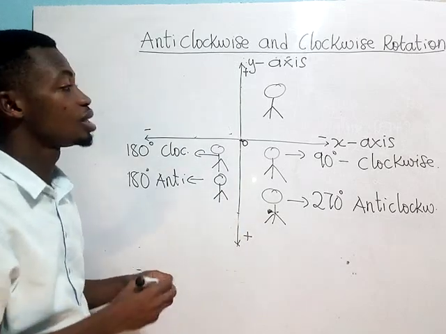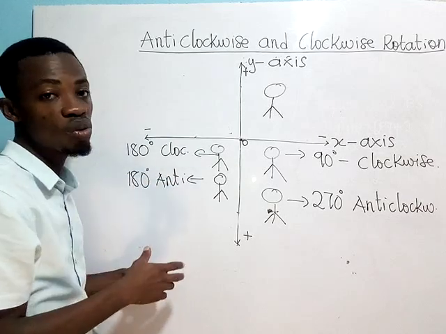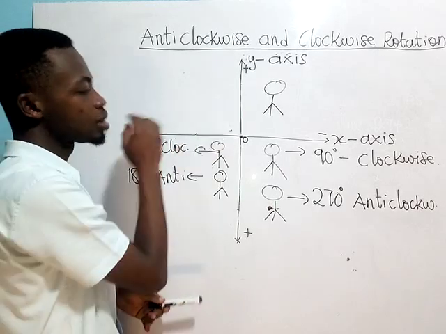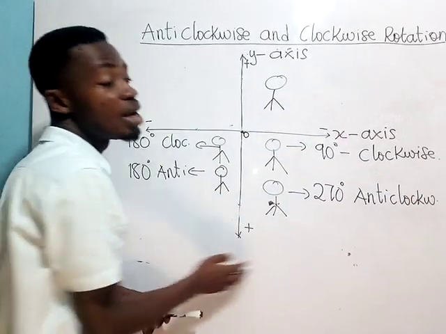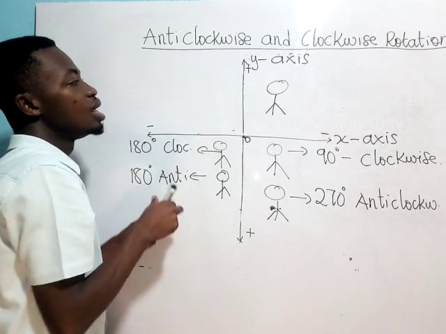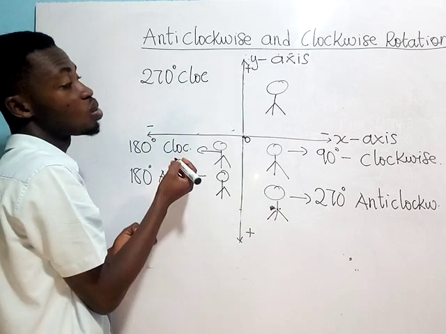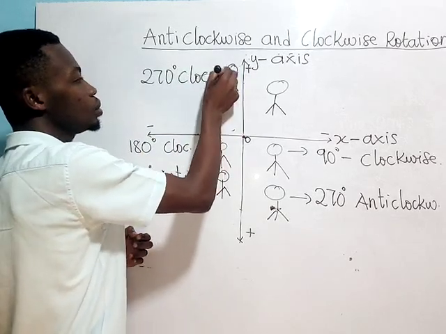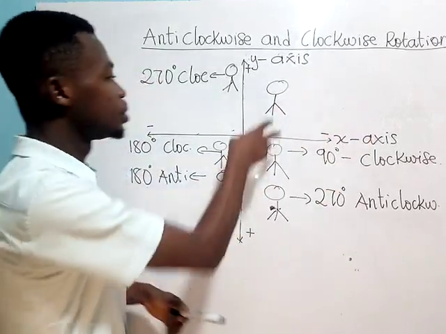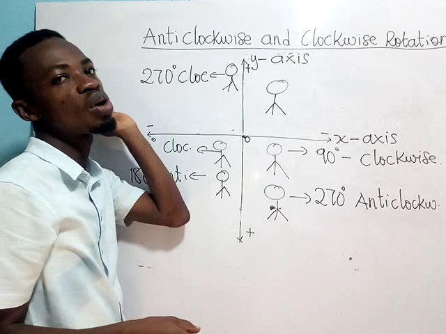So this means that for 180 degrees clockwise, it is the same as 180 degrees anti-clockwise, because you always find these two in one quadrant. Now let's come here. He is moving in the clockwise direction. 90 degrees here, 180. But when he comes here, it becomes 270 degrees clockwise. Now, he wants to move in the anti-clockwise manner. He moves from this quadrant to this quadrant, which is 90 degrees, but in the anti-clockwise direction.